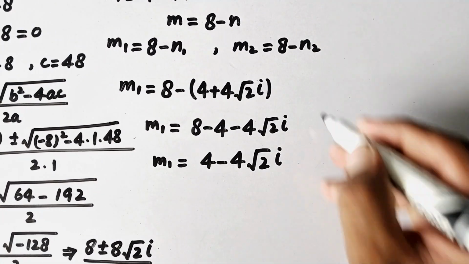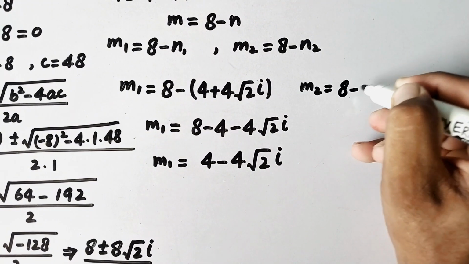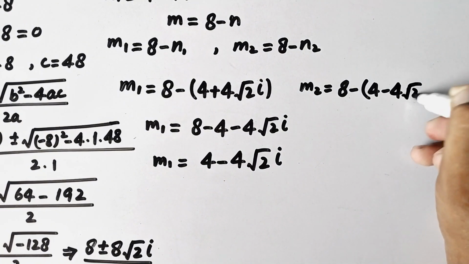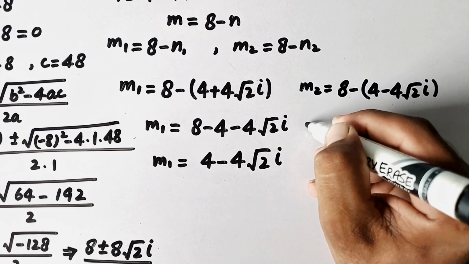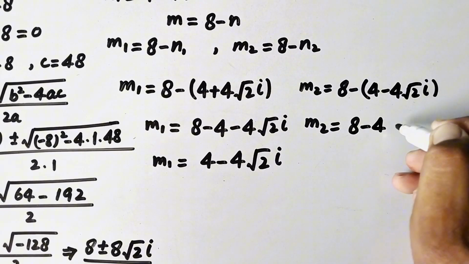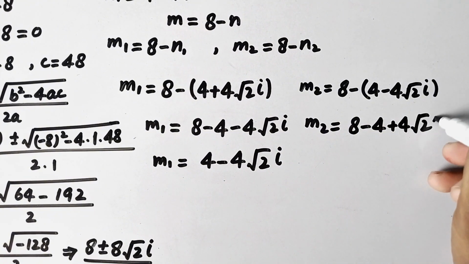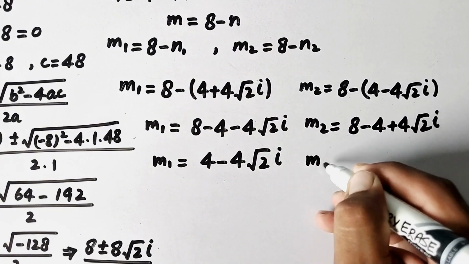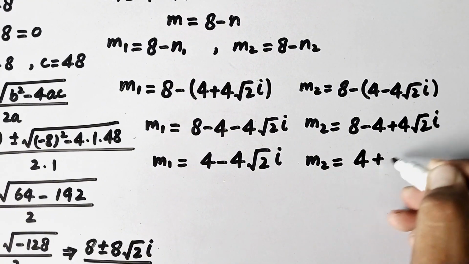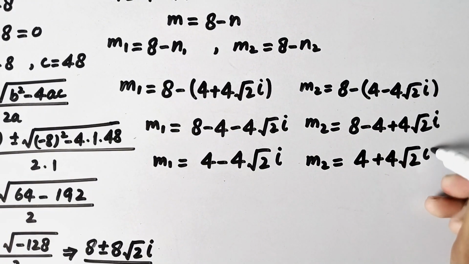And now m2 is equal to 8 minus 4 minus 4 times root of 2 times i. Now m2 is equal to 8 minus 4, minus times minus is plus, 4 times root of 2 times i. Now m2 is equal to 8 minus 4 is 4 plus 4 times root of 2 times i.